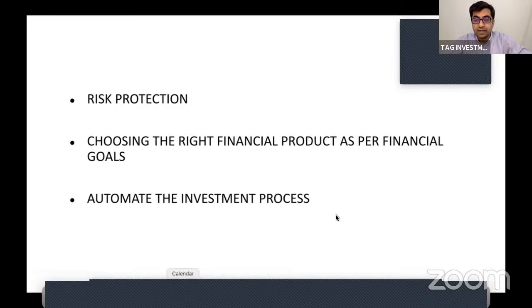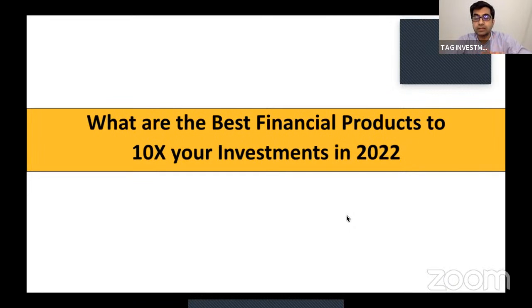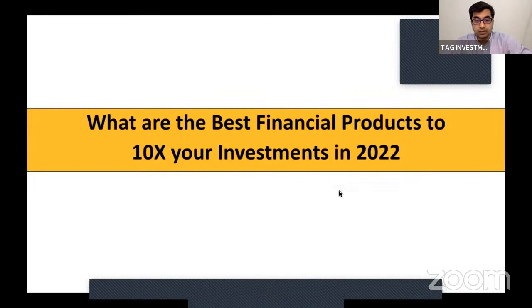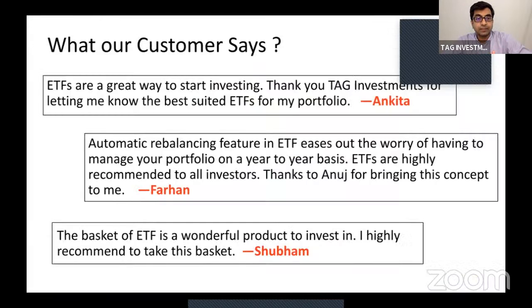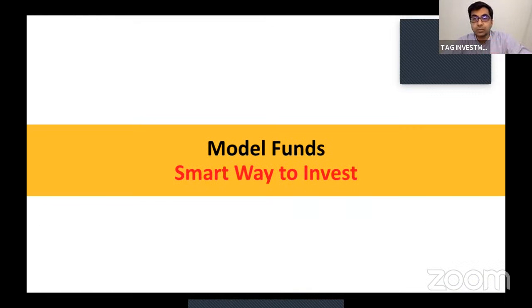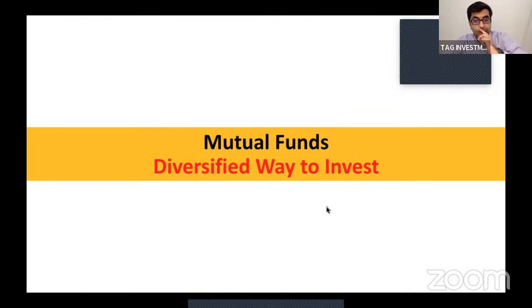So getting started with the 5 financial products which will help us in the journey of 10x in the year 2022. These are the 5 must-have financial products which you should have in your portfolio. I'm going to walk you through them in a very fast manner, and then I'll show you the live demo as well, of how you choose these financial products. First on our list is the ETF, the exchange traded funds. We find this is the most cost-effective way to invest. Second is the model funds route, which is the smart way to invest. I'm going to walk you through this one by one on a live basis. The third is the mutual fund. That's the diversified way to invest.